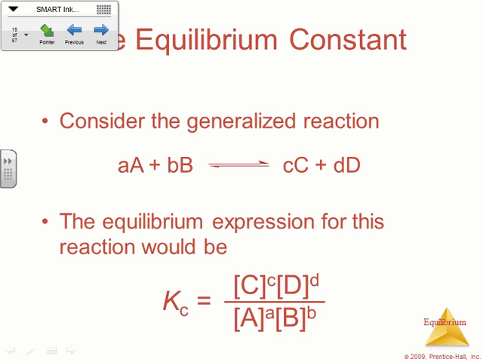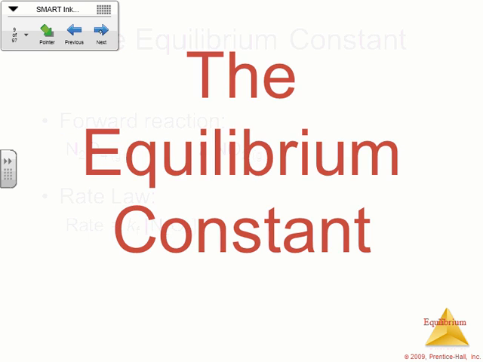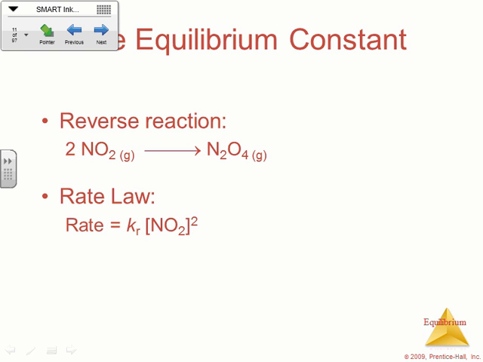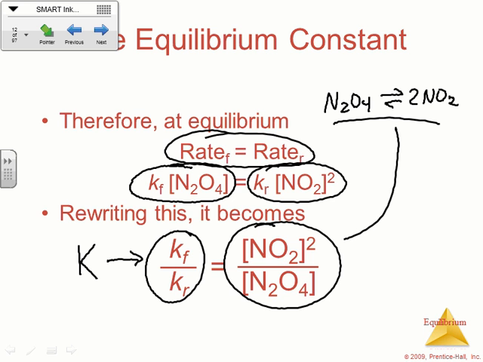This is actually pretty easy. Looking at this reaction, N2O4 going to 2NO2, and then again backwards, 2NO2 going to N2O4, what we have here is N2O4 in equilibrium with 2NO2. You can relate this to the equilibrium expression that we wrote. What we basically did was put the concentration of the products over the concentration of the reactants. And this 2 right here actually does correspond to the squared value in the equilibrium expression.